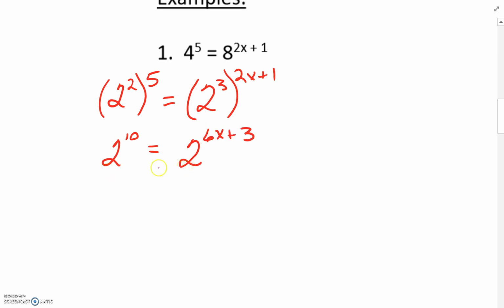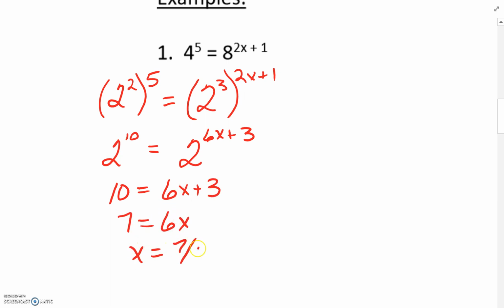Now we have the same base on both sides. So using our one-to-one property, we know that the exponents must be equal. So 10 must be equal to 6x plus 3, and then easy algebra from there. And x turns out to be 7/6, and that's our solution.